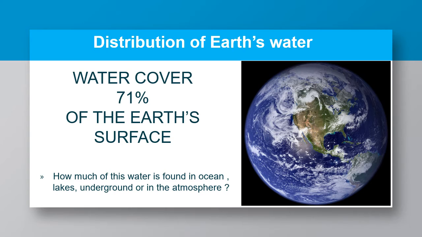If you look at the globe, you will see that a major part of the globe is covered with water. In fact, 71% of the Earth is covered with water, leaving just 29% of the Earth as land. So when talking about the distribution of water, we will look at what percentage of water is found in ocean, in lakes, in rivers, and how much of this water is trapped deep underground or in the atmosphere.